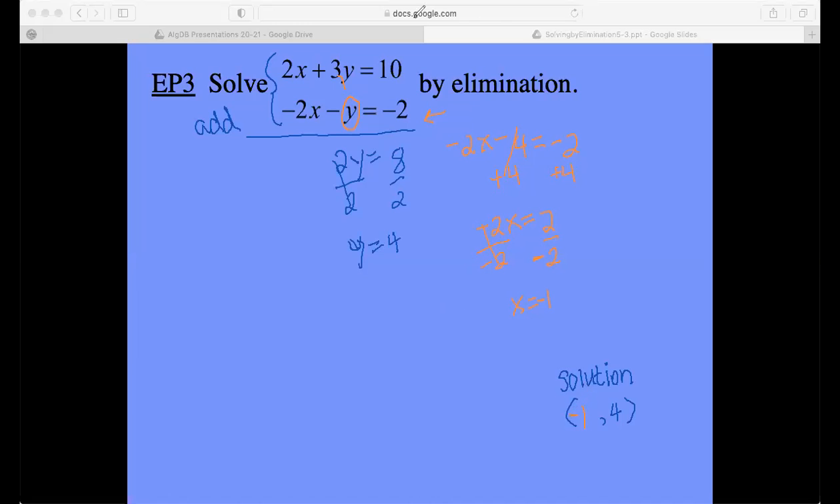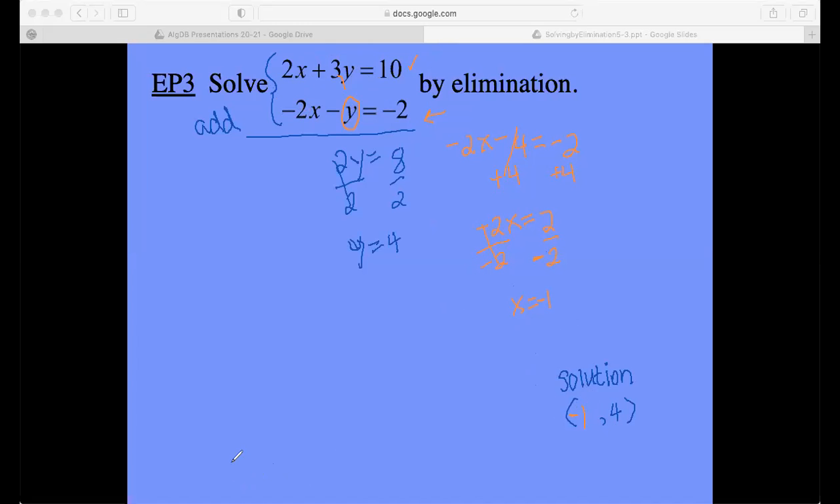All right, now let's check. So 2 times negative 1 is negative 2. Plus 12 is 10. There we go. It works that time. And in the second equation, a negative 2 times a negative 1 would be positive 2. Minus 4 is negative 2. All right, so that's why it's helpful to check. I had missed this negative here. So our solution should be negative 1, 4.